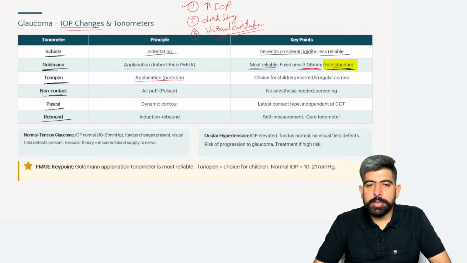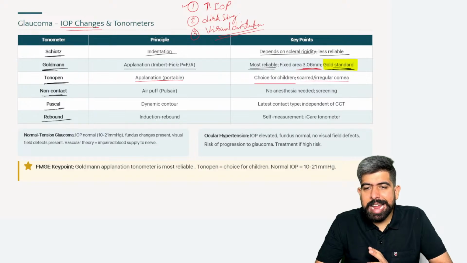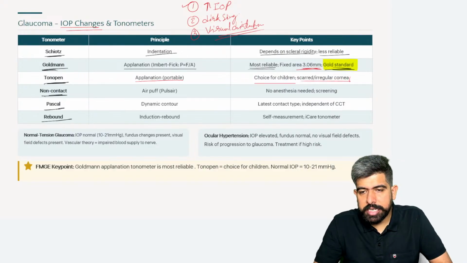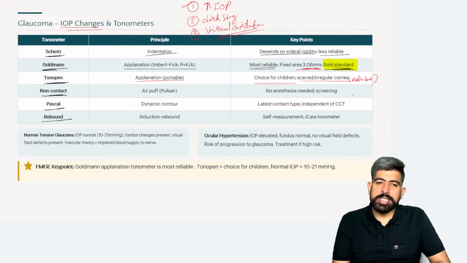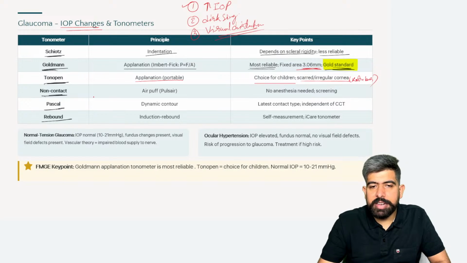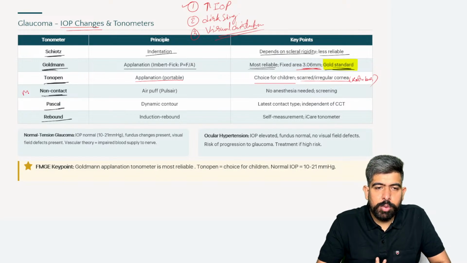The next we have the tonopen, which also works on applanation. Again the same applanation principle, but it is portable, and it is the choice for children, or maybe scleral disease or an irregular cornea like keratoconus. ठीक है, keratoconus. In such cases we are using the tonopen. Most commonly we are using it nowadays, the most commonly used.